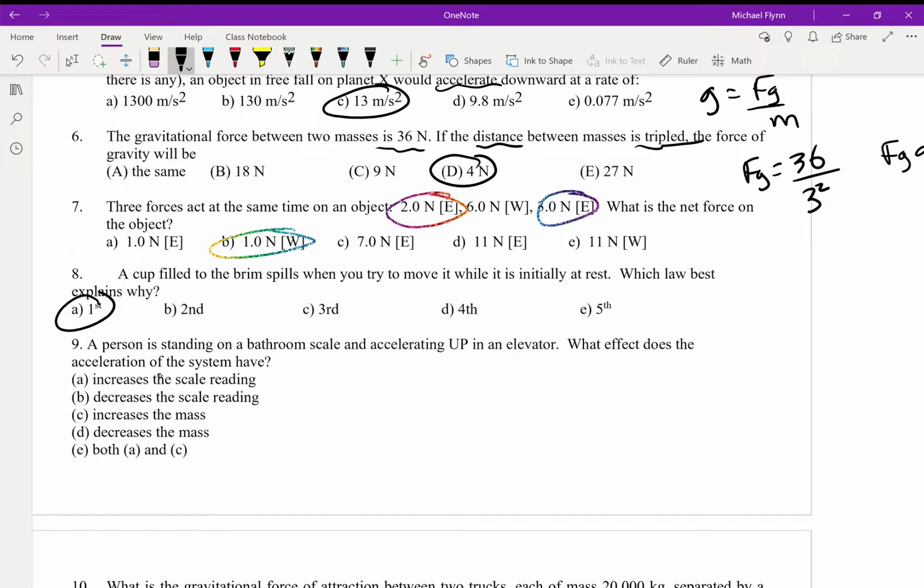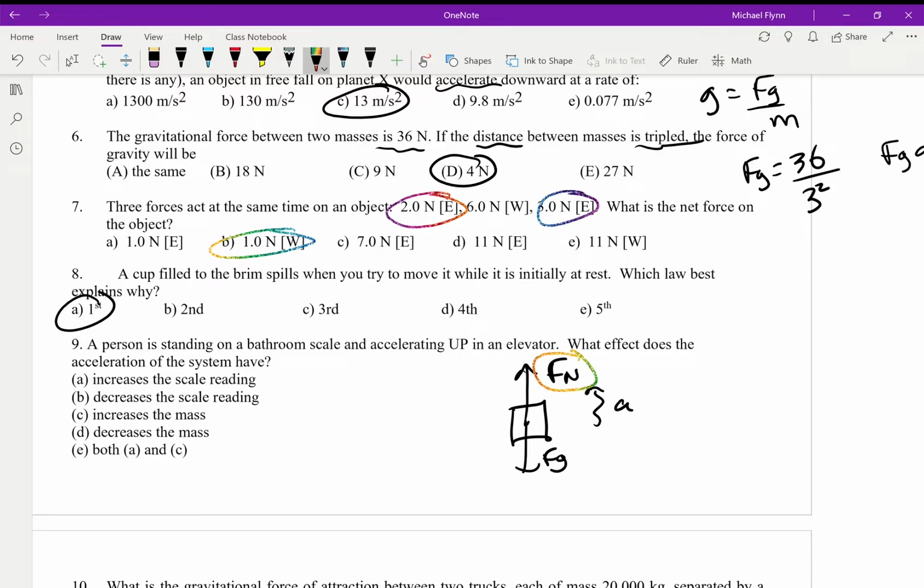Person on a bathroom scale accelerating up. So your free body diagram looks like gravity, a normal force, and some acceleration like that, right? So what effect does this have? Well, this, let me rainbow that.